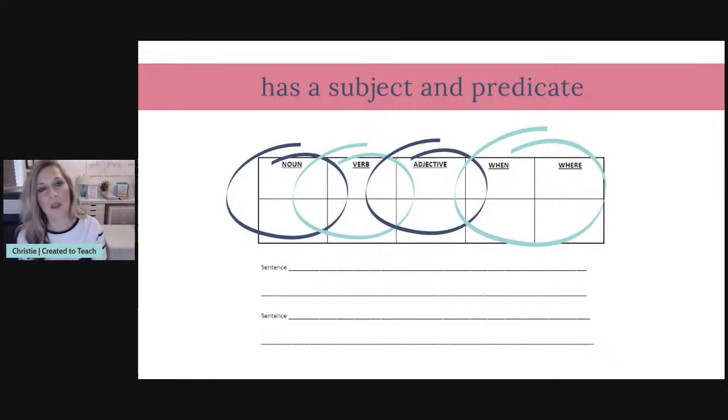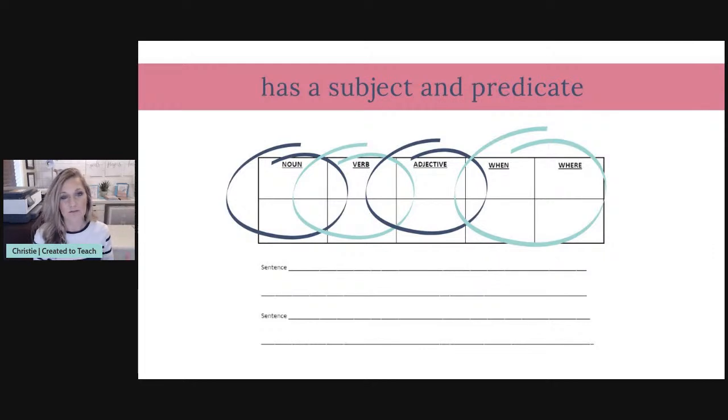Okay, so a fragment would be something is missing. So it might be the little girl. Okay, but the little girl what? Right? Or it could be the blue ball. The blue ball did what? Or likewise, it could have the predicate and not the subject. So it could say bounce down the street or skip to the neighbors. But again, there's a lacking piece, and that is what we call the fragment.